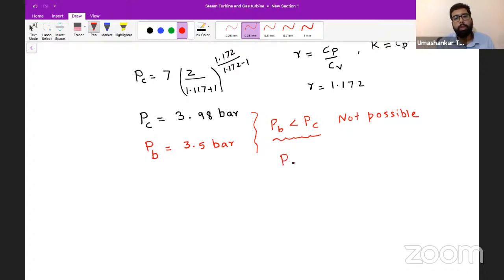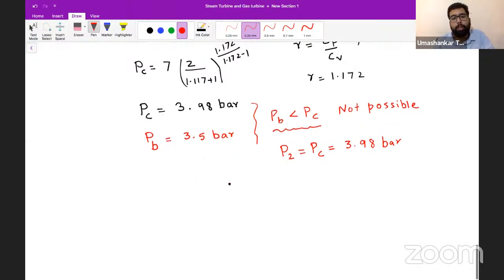So what do we have to use? We have to use P2 is equal to PC, that is 3.98 bar. Then with this P2, yes Madhusmita, the exit pressure will be equal to 3.98. We will reduce the nozzle to 3.98 bar, and the maximum velocity we can attain will be the velocity of sound. So from here, using P2 equal to PC, you can find the velocity V2.